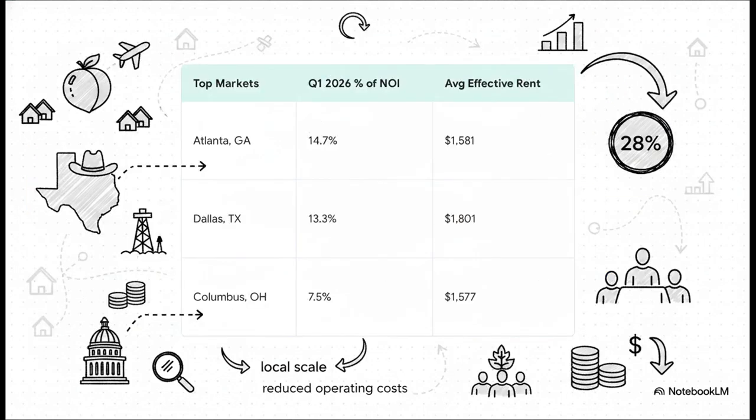So the real takeaway here is their geographic revenue dependency. When we look at the segment data from early 2026, Atlanta and Dallas are the undisputed heavy hitters. Together, they drive a massive 28% of the total net operating income. Columbus, Ohio is sitting closely behind at 7.5%. This kind of regional density doesn't just reliably capture demand, it actually reduces their per-unit operating costs because the local property management teams have such incredible scale.